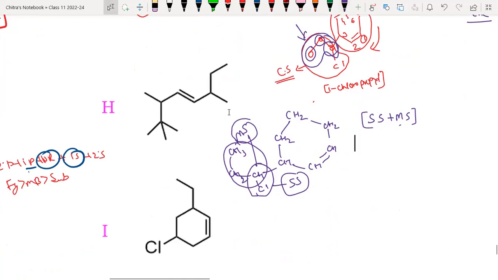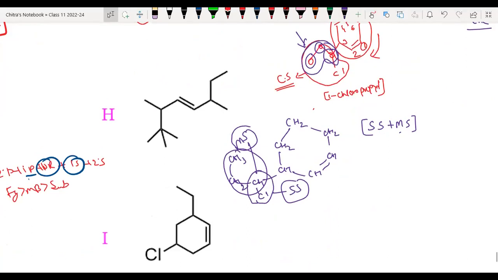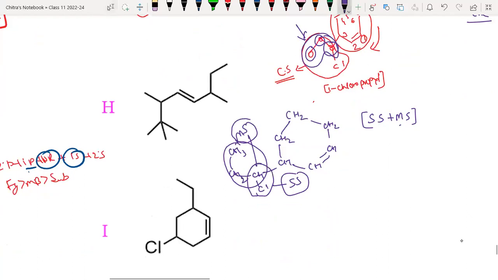Last day of IUPAC, I will explain that also, how to write the name for complex substitution. I will make you understand that. Don't worry. Now H, it is remaining here. So the main chain will be this one. 1, 2, 3, 4, we have a methyl group at 4.